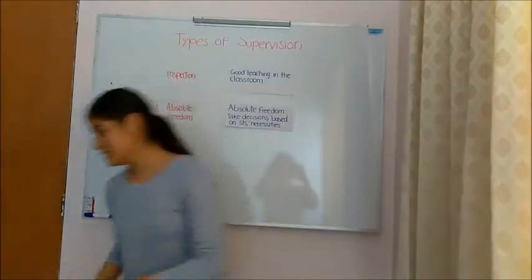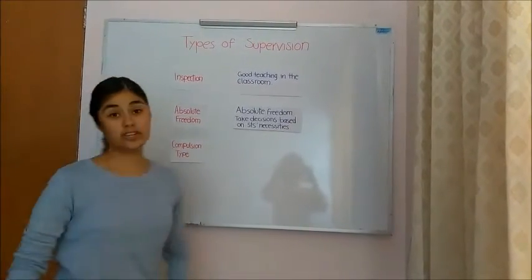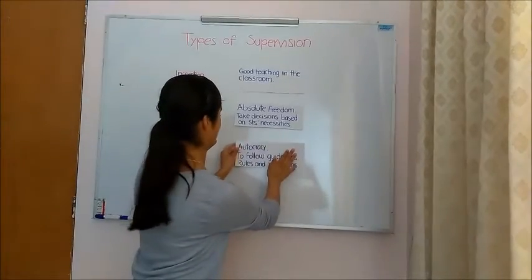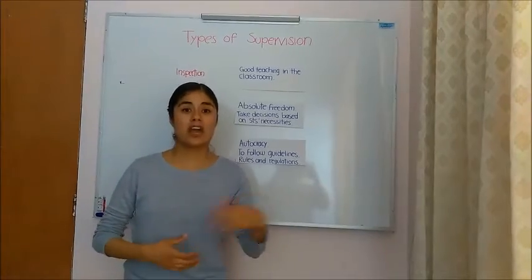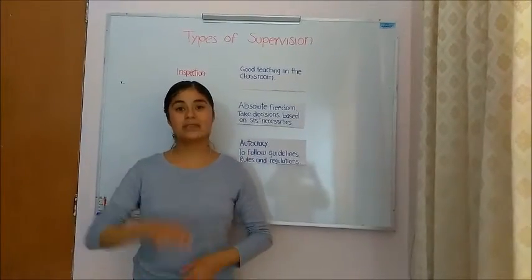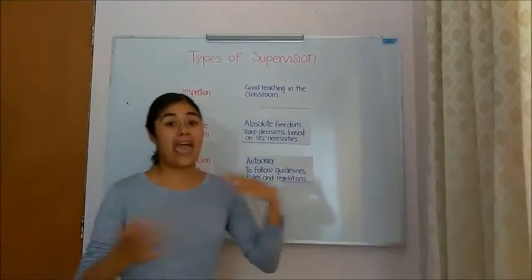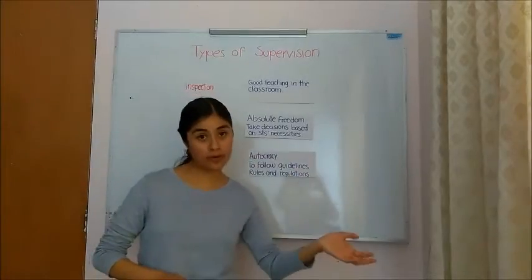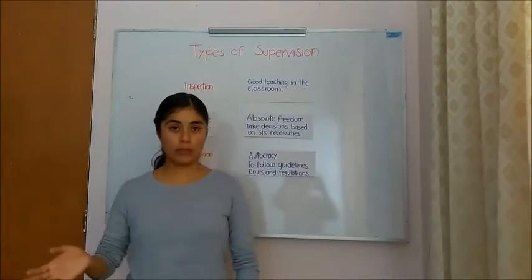The next is conclusion type. Conclusion type involves autocracy, and the autocracy goes to the inspecting personnel. In this case, everyone has to follow guidelines about programs and methodologies. And there are rules and regulations.